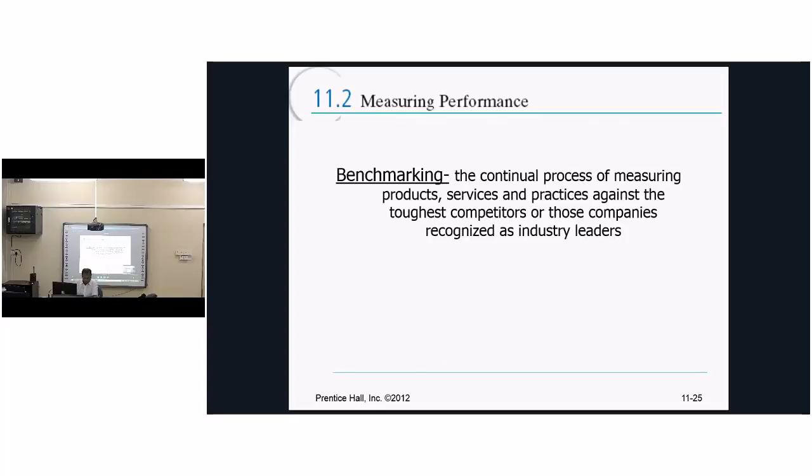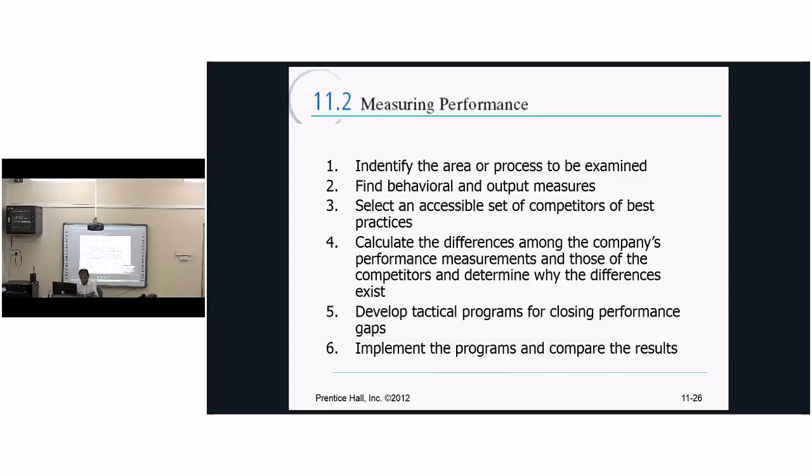So there are steps involved in benchmarking. The first step is to identify the area of process to be examined. Let's say financial performance needs to be examined. Find behavioral and output measures. Now, for example, Unilever has its gross profit margin, ROI, return on equity, and likewise. So then output measures can be selected.